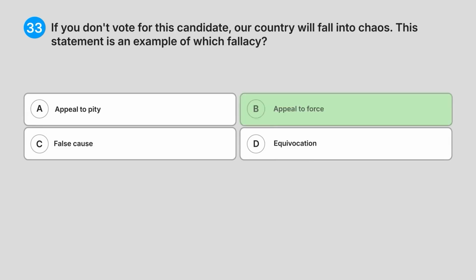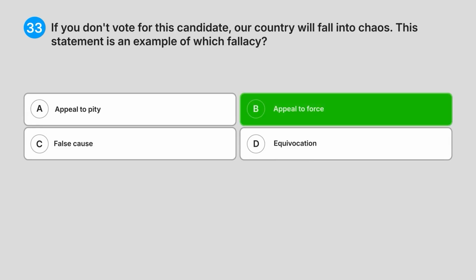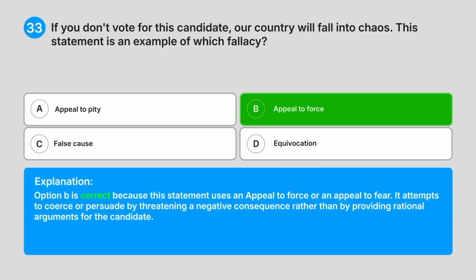Correct answer, B. Appeal to force. Explanation. Option B is correct because this statement uses an appeal to force or an appeal to fear. It attempts to coerce or persuade by threatening a negative consequence rather than by providing rational arguments for the candidate.